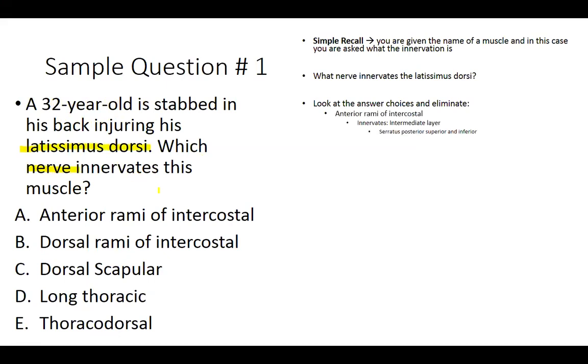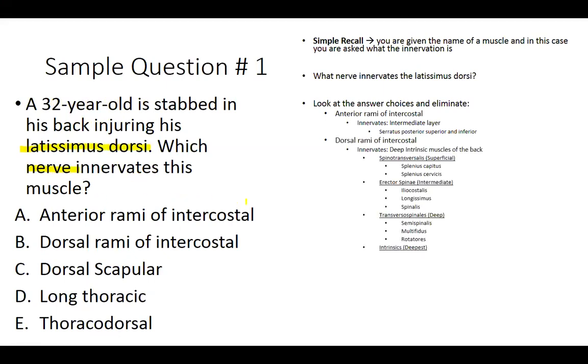So look at the first answer. The anterior rami of intercostal, that's going to innervate the intermediate layer, so that's your serratus posterior, superior and inferior. All right, so that's out. That doesn't innervate latissimus dorsi. The dorsal rami, you remember the lecture, you went over all the deep intrinsic back muscles, from splenius to multifidus, and none of that is latissimus dorsi, so that one's out too. The dorsal scapular, if you remember, does your levator scapulae and your rhomboids, so that one's out. Long thoracic, the serratus anterior. So you're left with the thoracodorsal for latissimus dorsi.